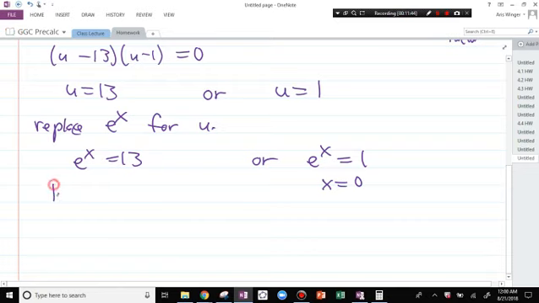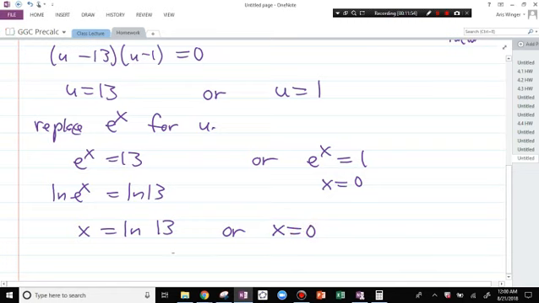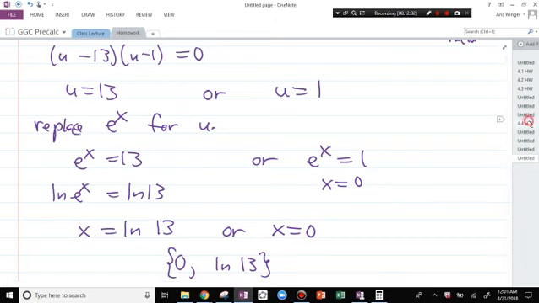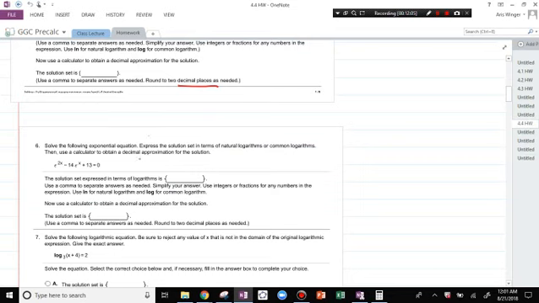And here we'll go ahead and do our natural log business, right? So x is the natural log of 13, or x is 0. So you're putting in 0, ln 13 into the solution set. Let's see if they're asking for you to round. Looks like they are, okay, to 2 decimal places still.